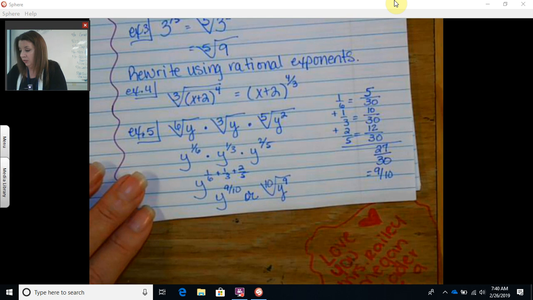Everybody good? Okay, so I'm going to move on to the next page. I'm out of room. Anybody still writing on this page? Okay. Example 6.